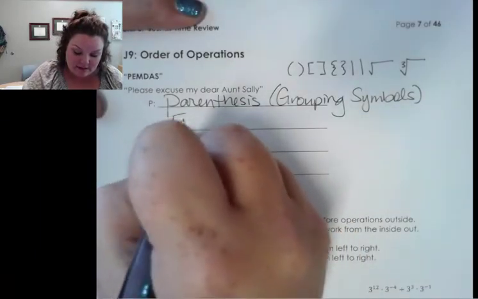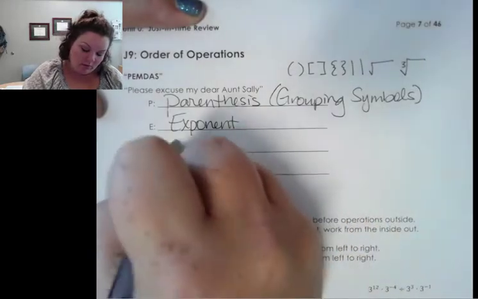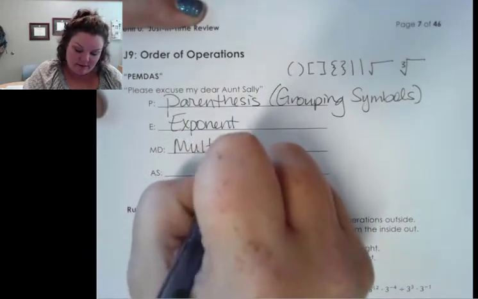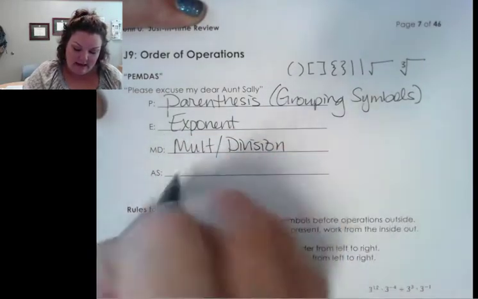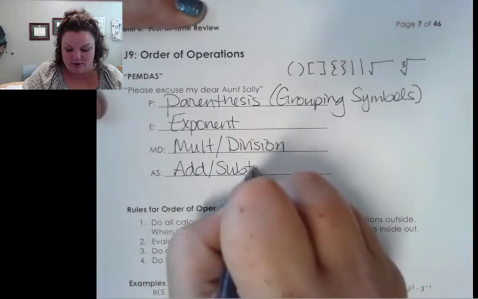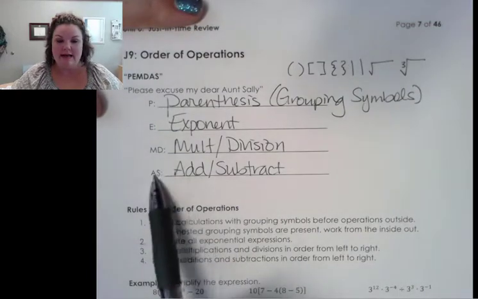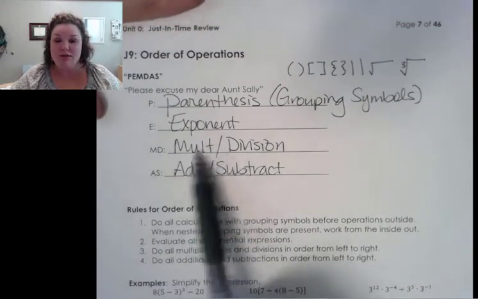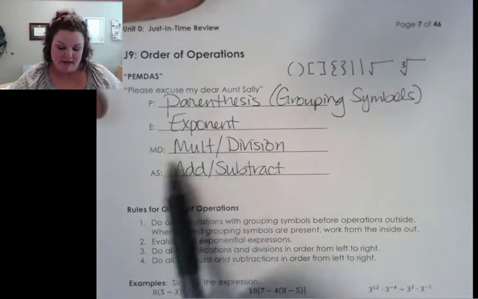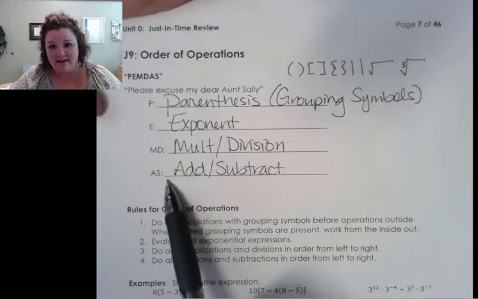E stands for exponent. M and D stand for multiplication and division. And A and S stand for addition and subtraction. Okay. Now, one thing I will note with the M and D and the A and S is there are two things on this level. Even though we learned it as PEMDAS or my dear Aunt Sally, right?